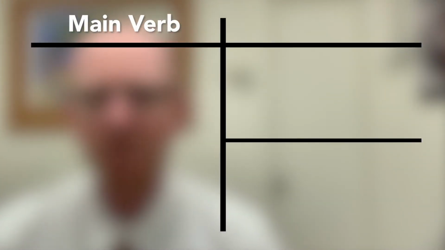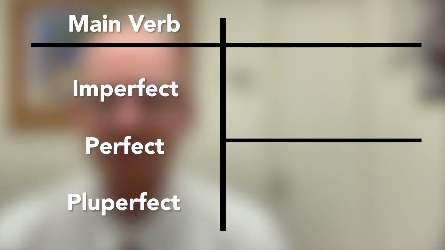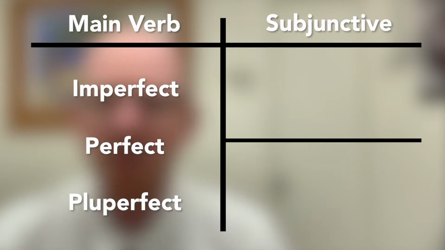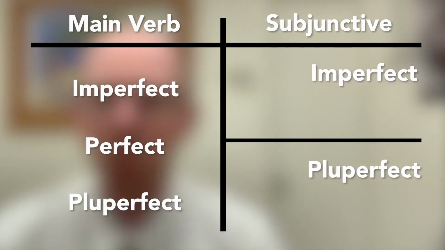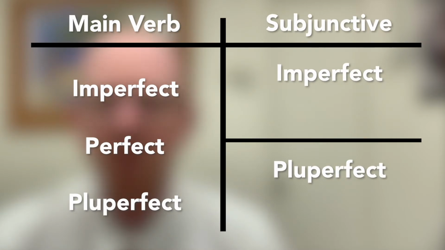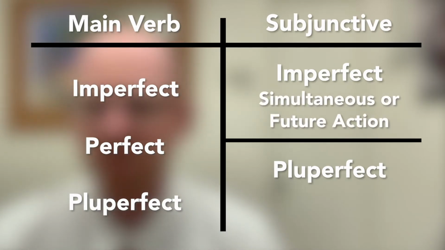The verb tenses that introduce secondary sequence are the imperfect, perfect, and pluperfect tenses. So if the main verb of your sentence is one of these three tenses, and your sentence contains a subordinate clause with a subjunctive verb, the only tenses of the subjunctive that can be used are the imperfect and pluperfect subjunctives. Once again, if the action of the subordinate clause happens at the same time as or slightly after the action of the main verb, in secondary sequence, the imperfect subjunctive is used.